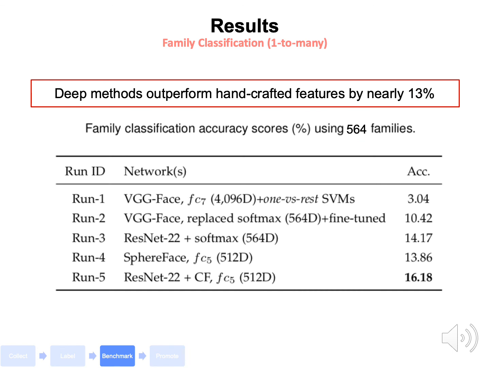And now for the classification, which there's still a lot of room for improvement. Random's 1 over 564 now, so it's a lot smaller, but still, the deep models, center face, did take the top score here at just about 16%. Still much room for improvement, but greatly over the one-versus-rest SVMs. So the deep learning is applicable. That was kind of the proof of principle here.